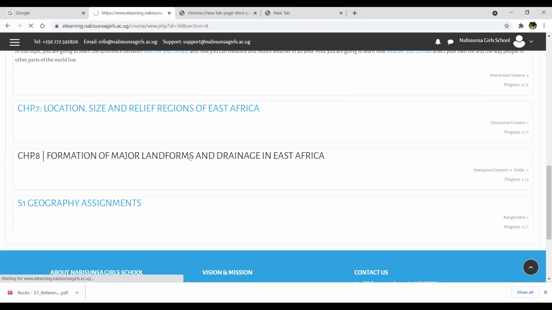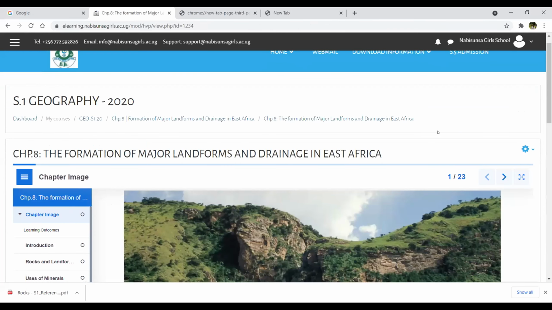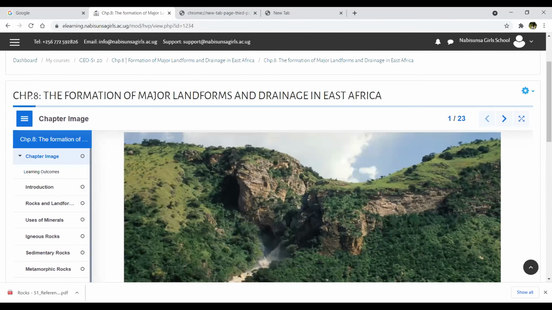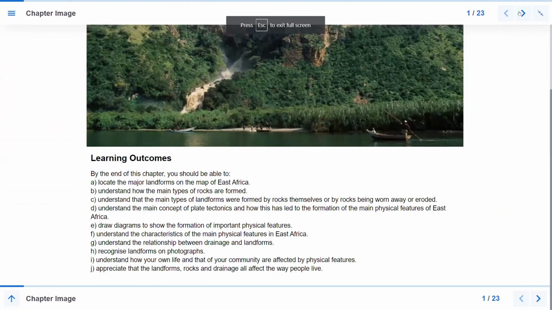This is the crux of the matter. I open it again. This is where we are. These are the learning outcomes. I want to expand it. I want to hide part of this. And then we go through the course for today.